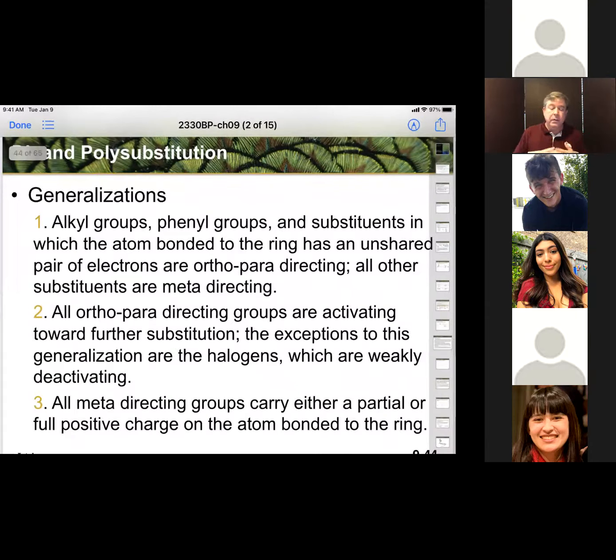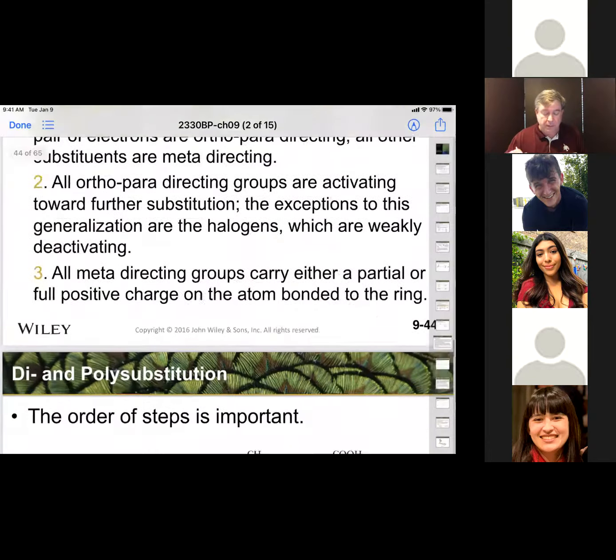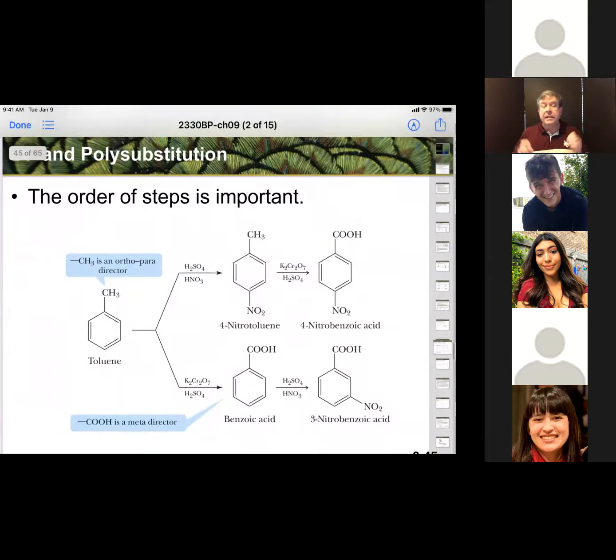So alkyl groups, phenyl groups, and other substituents bonded to the ring, and anything with a lone pair, is going to be ortho/para directing. All other substituents are going to be meta directing. All of the ortho/para directors are activating to some extent, except for the halogens, but they still are more reactive than the meta directors. All meta directors carry either a partial or full positive charge on the atom bonded to the ring. Okay, so what does that mean?